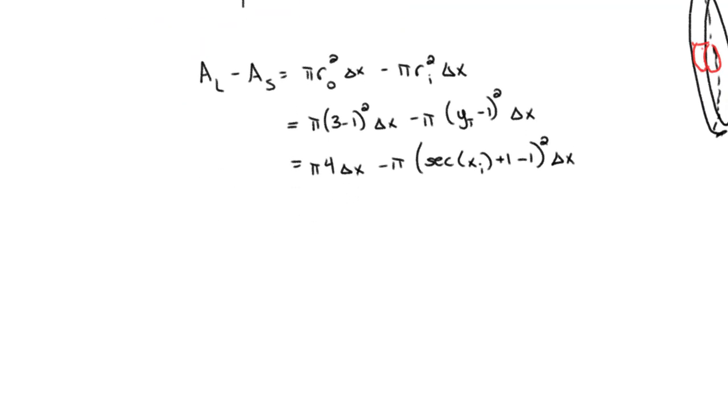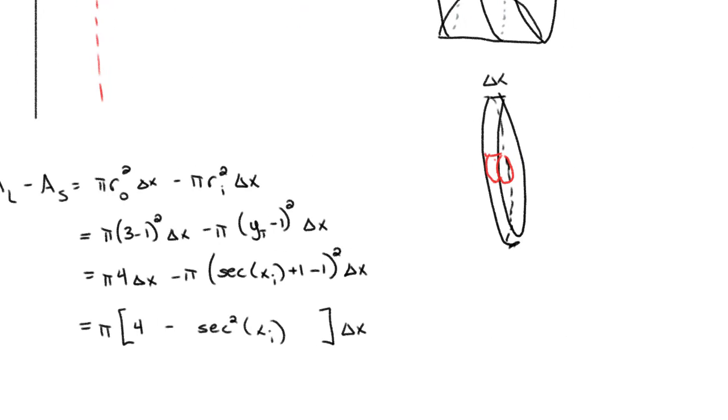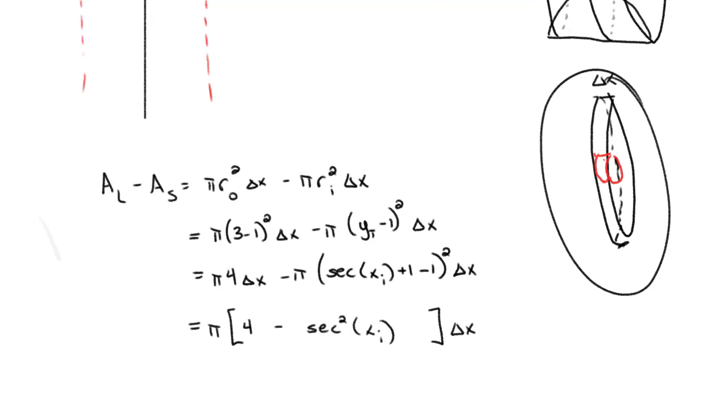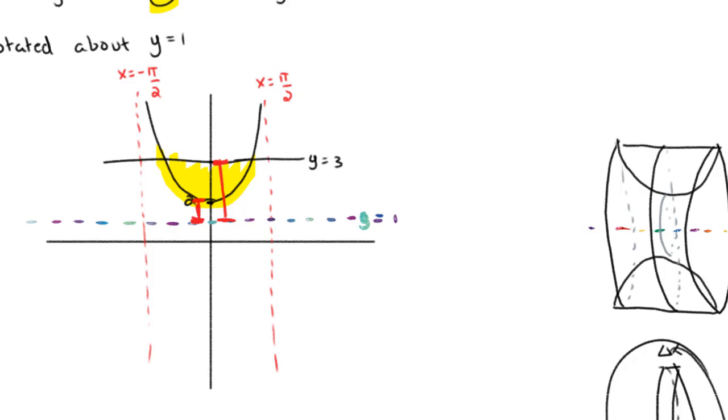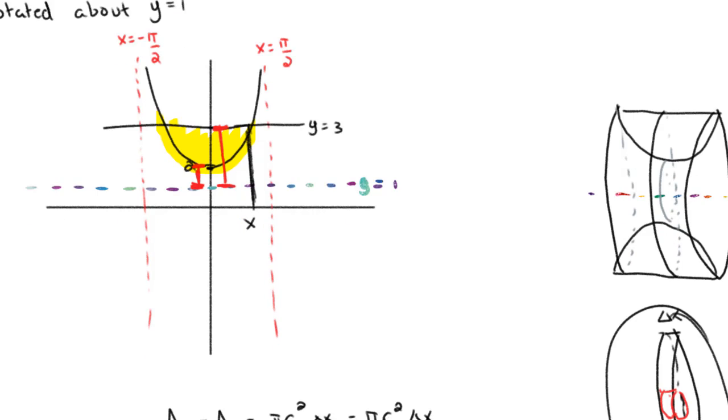And now you can see both those terms have a pi in common, and technically a delta x in common. I'll just factor that out. And you're left with 4 minus the secant squared of x sub i. Double check my mathematics there. It is correct. That's the area of this little ith slice right here. I'm going to add up all those slices. There's symmetry here, so actually what I can do is add them up from x equals 0 to x equals wherever these two meet. So we need to find out what this x value here is.